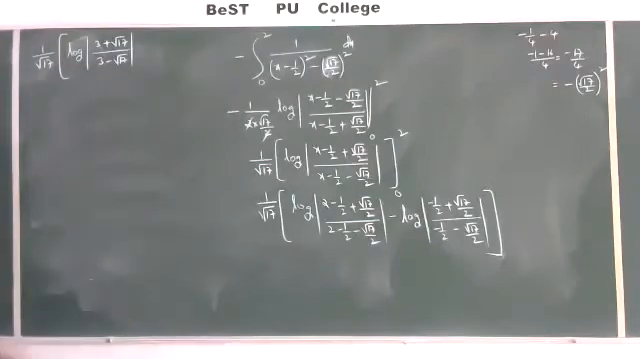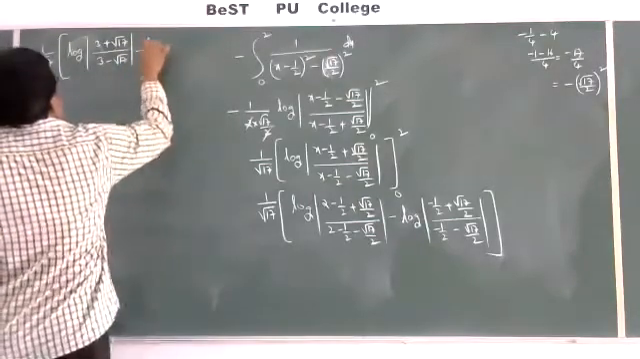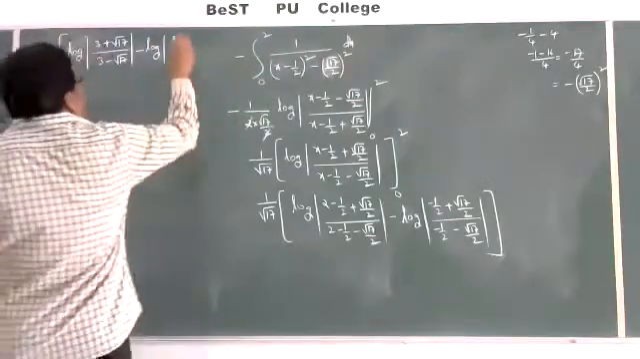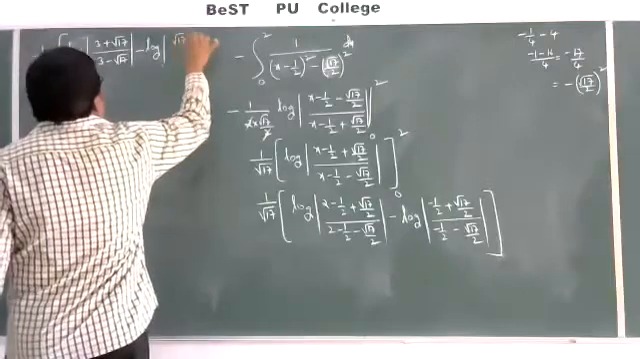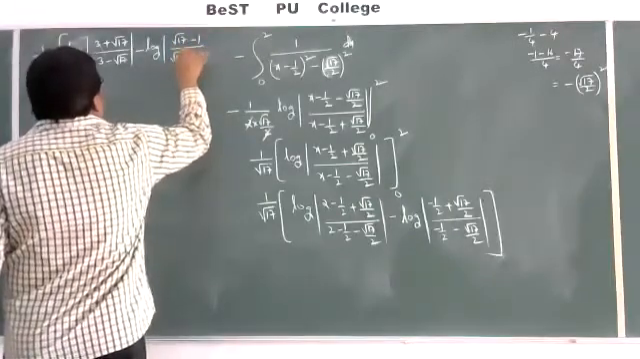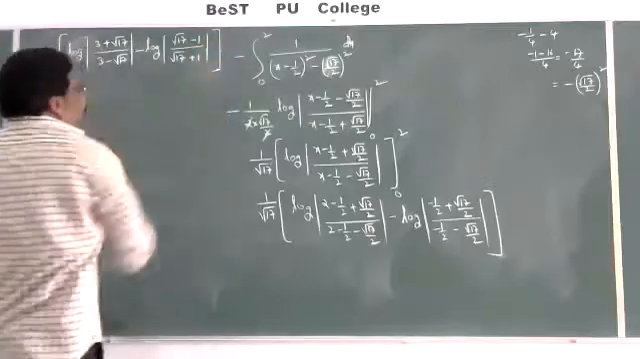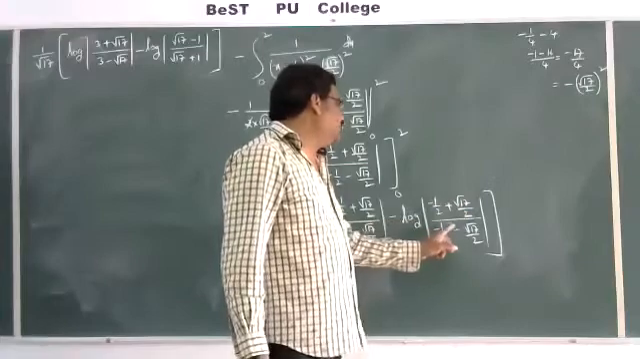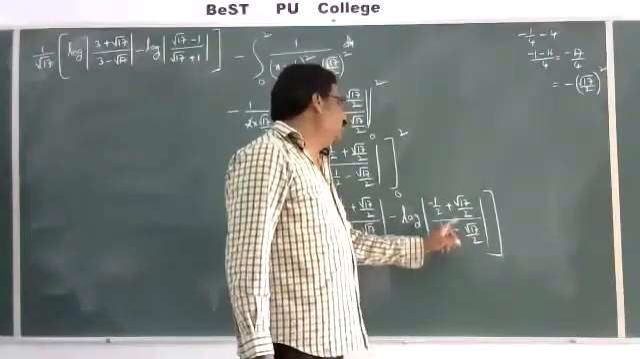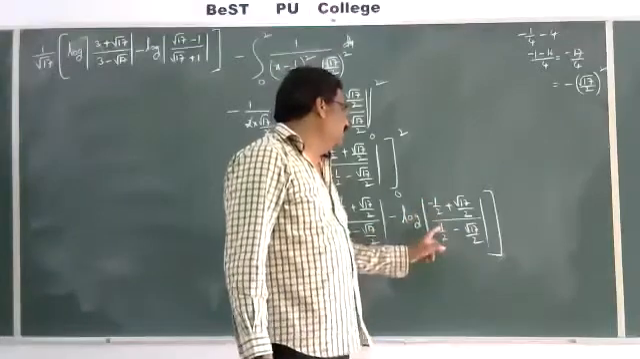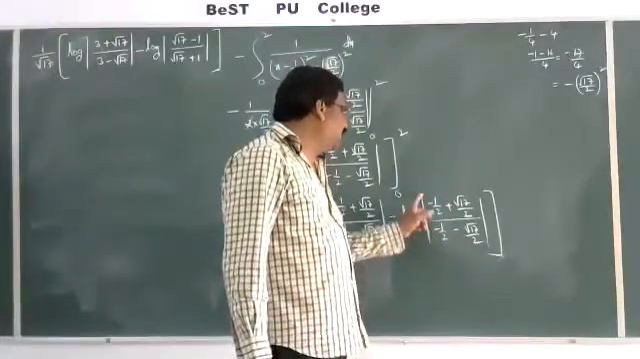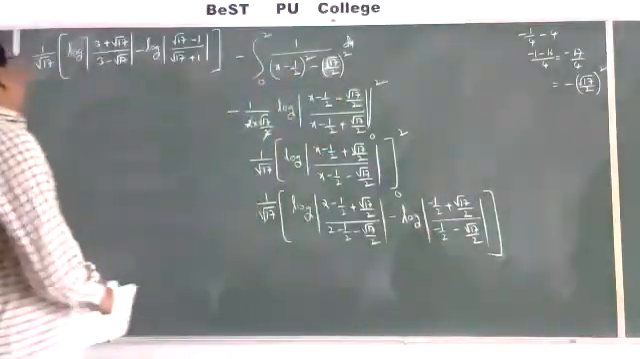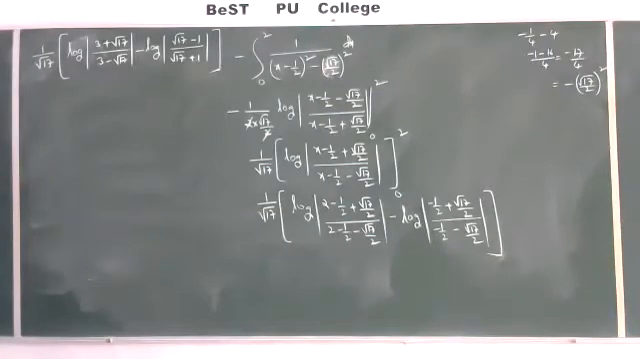Next, minus log mod root 17 minus 1 by denominator root 17 plus 1. By taking the LCM here, minus 1 plus root 17 by 2, minus 1 minus root 17 by 2, 2 cancels. This is root 17 minus 1. Here you take minus common. In the mod, minus also you get plus. That is root 17 plus 1 by root 17 plus 1.